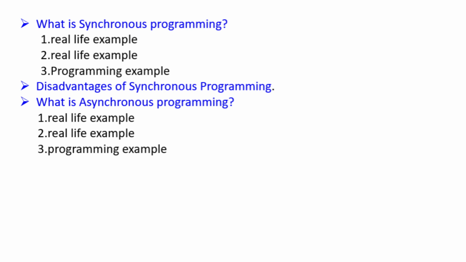So what are the disadvantages of synchronous programming? We have seen it is a blocking behavior. It has poor performance for input and output operations, and it is not suitable for real-time applications. Also, it is not suitable for modern web apps, and it has wasted resources and bad user experience. All these disadvantages we have seen for synchronous programming, and then we have seen what asynchronous programming is.